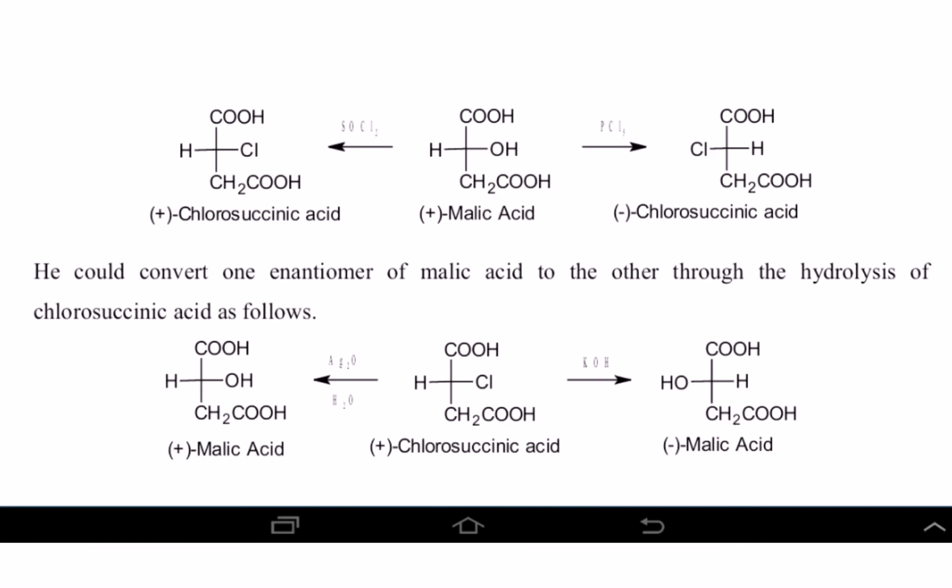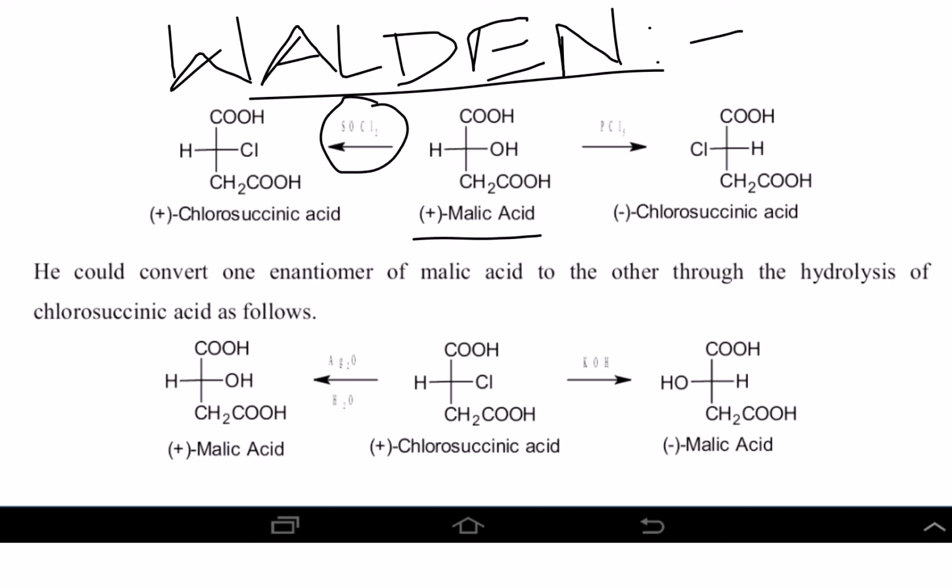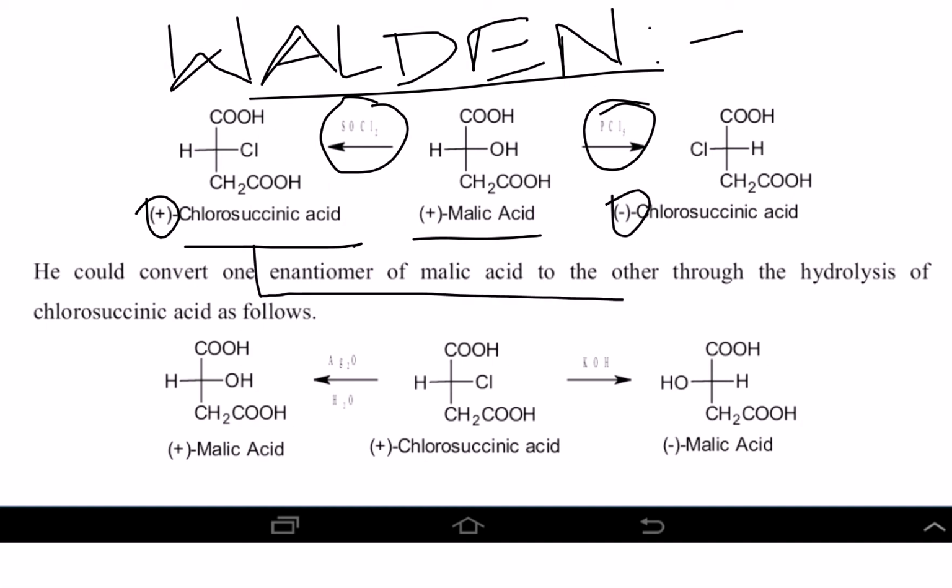This aspect of change of configuration was studied way earlier by a chemist known as Walden. We know this change in configuration at the carbon atom undergoing SN2 reactions also as Walden inversion. Walden observed that when plus malic acid was treated with thionyl chloride, it gave chlorosuccinic acid of a particular optical activity. On the other hand, when the same molecule was treated with PCl5, it gave chlorosuccinic acid of the opposite optical activity. It indicates that either in step 1 or step 2 there must have been an inversion of configuration.